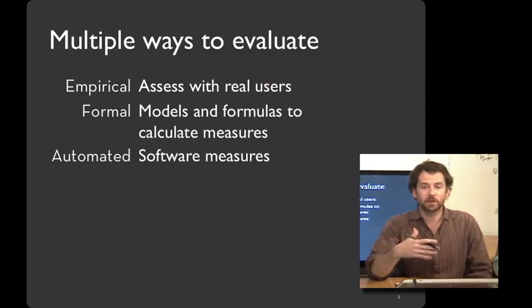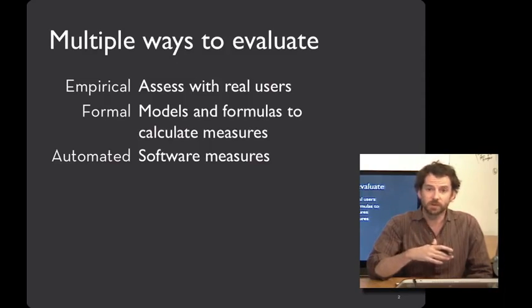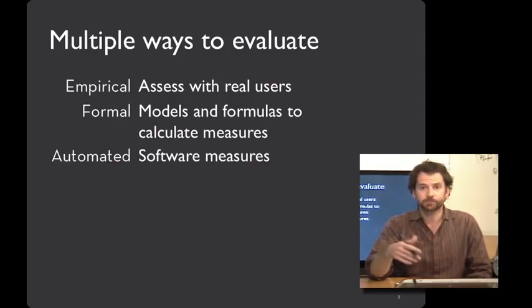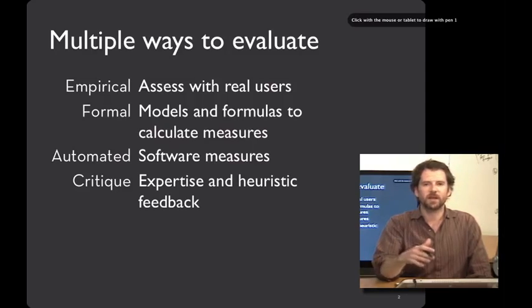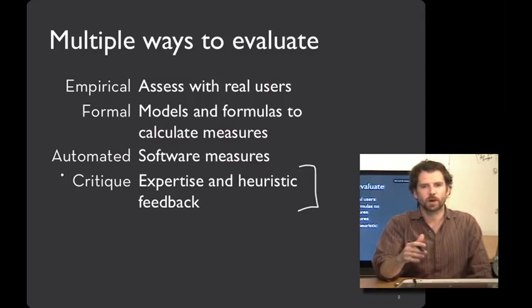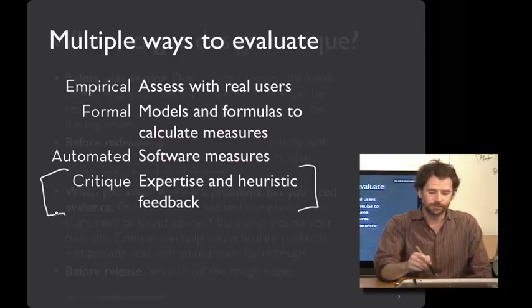Or, if you can't build a closed-form formal model, you can also try out your interface with simulation and have automated tests that can detect usability bugs and ineffective designs. This works especially well for low-level stuff. It's harder to do for higher-level stuff. And what we're going to talk about today is critique-based approaches, where people are giving you feedback directly based on their expertise or a set of heuristics.